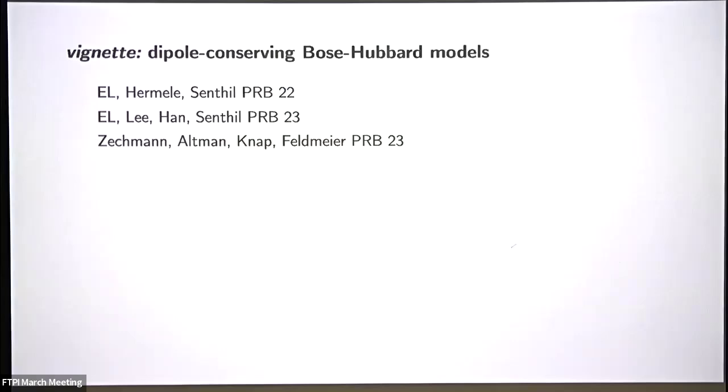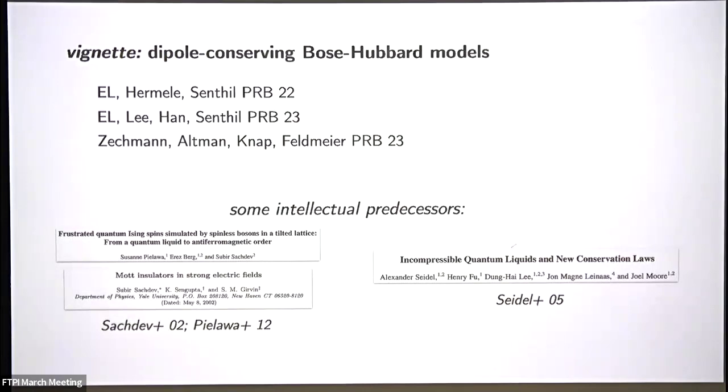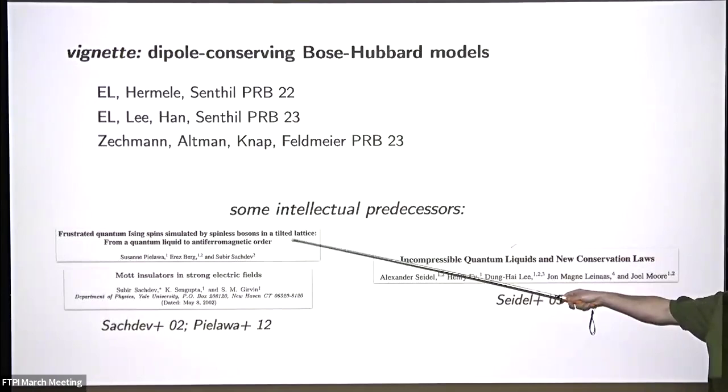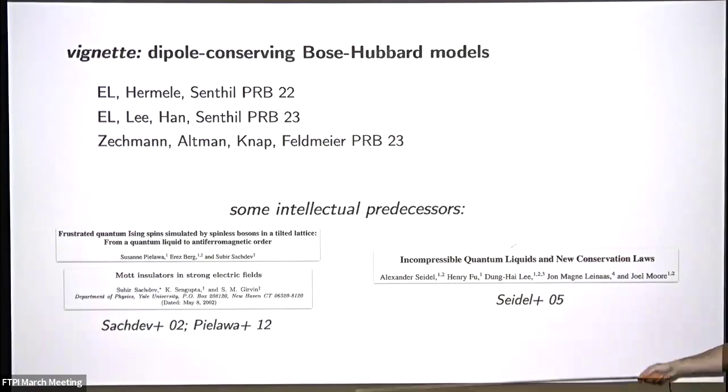The first part is going to be illustrated through this vignette of dipole-conserving Bose-Hubbard models that I did a little bit of work on recently. This work definitely did not come out of a vacuum, so I just wanted to point out some important intellectual predecessors here. There were some papers by Subir and Erez on Mott insulators in strong electric fields. The relation of that to the present talk will become clear shortly. There's also some work on quantum Hall problems on cylinders, which turns out to be equivalent to some dipole-conserving model in one dimension. I'm not going to explain this, but if you're interested, you could ask me about this connection.